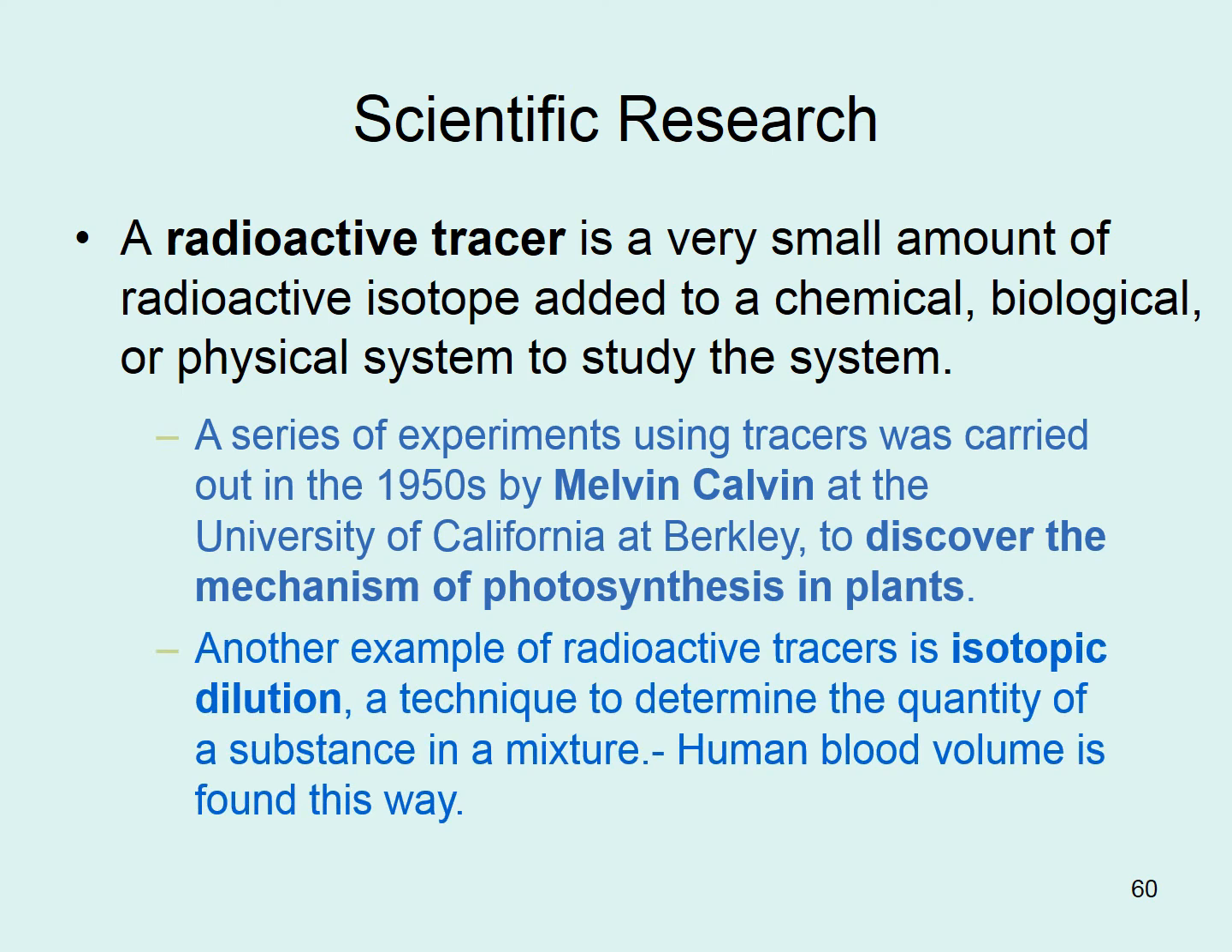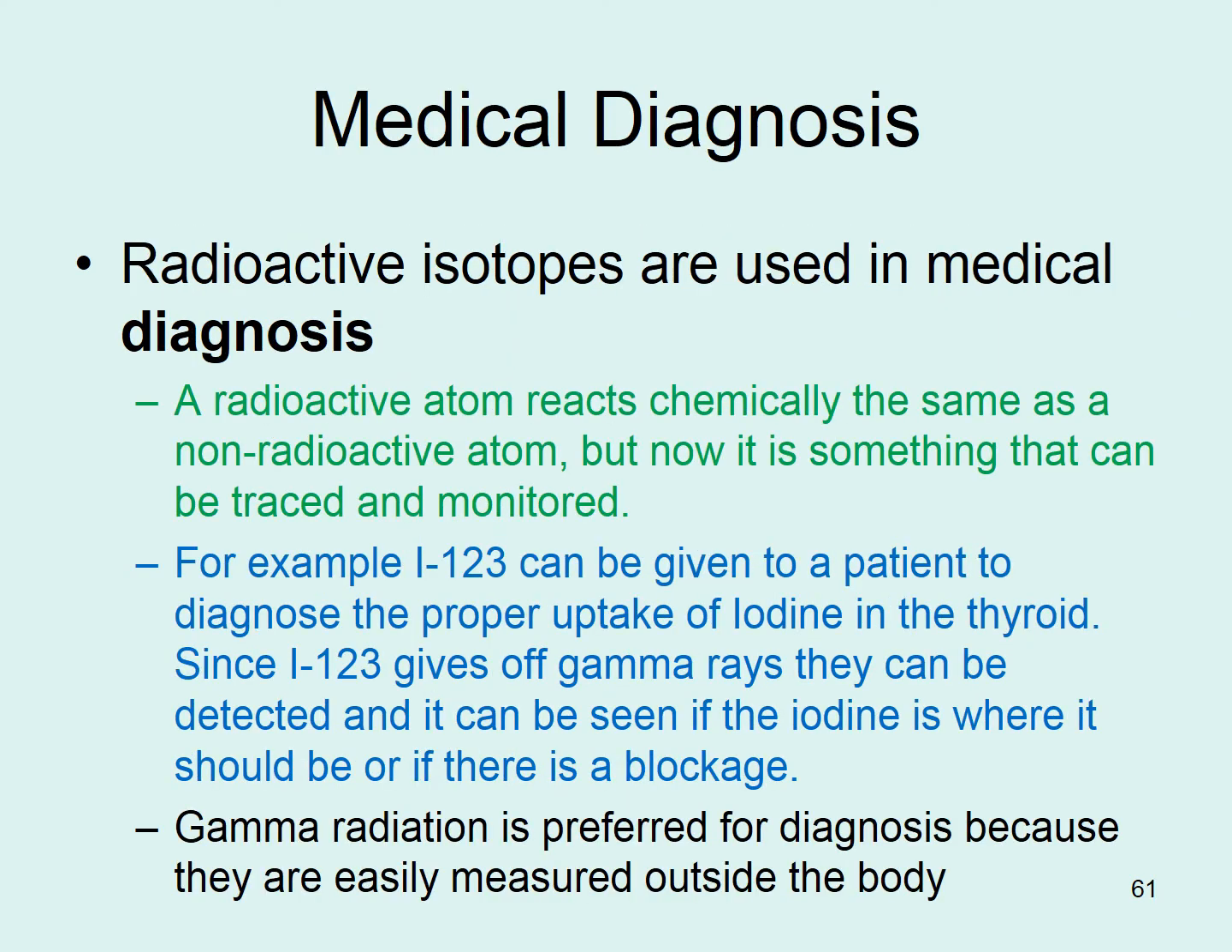In a similar type of scientific study, they were able to determine what the human blood volume was by introducing isotopic tracers, probably some kind of iron or something like that.